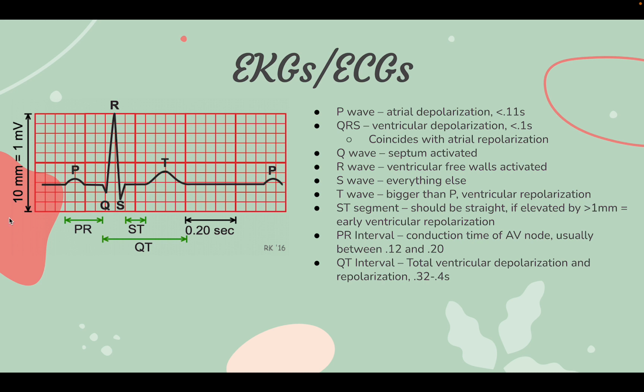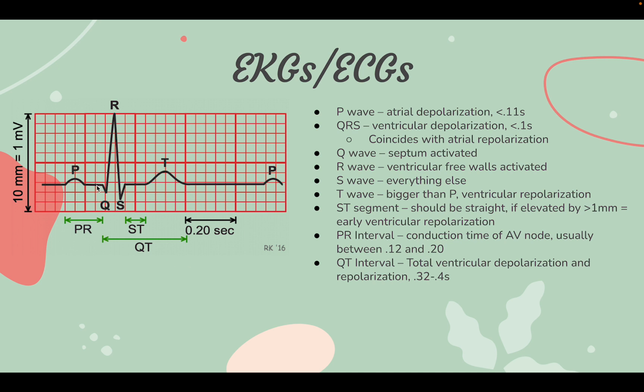So, we have our P wave. It's supposed to last less than 0.11 seconds. And by the way, one of these grids of 5 represents 0.2 seconds. And this P wave is atrial depolarization. The QRS complex as a whole is ventricular depolarization, and it does coincide with atrial repolarization, so that's why we don't really see a bump for atrial repolarization.